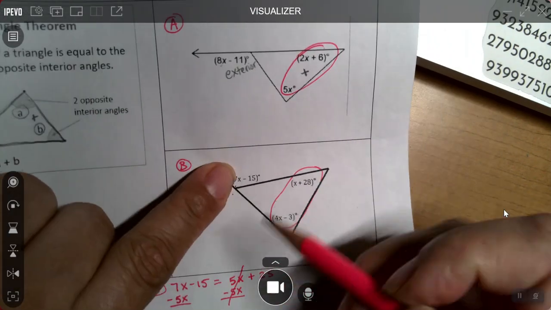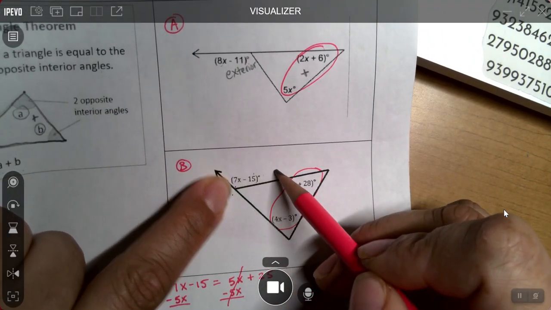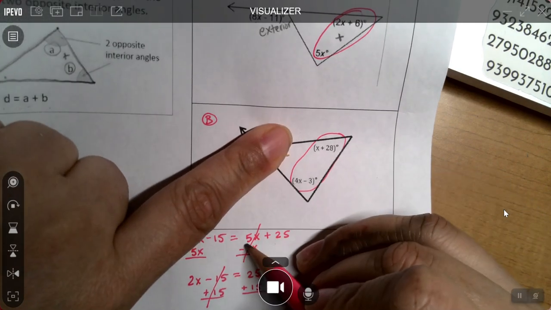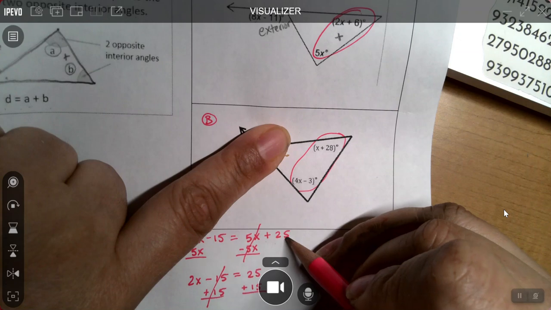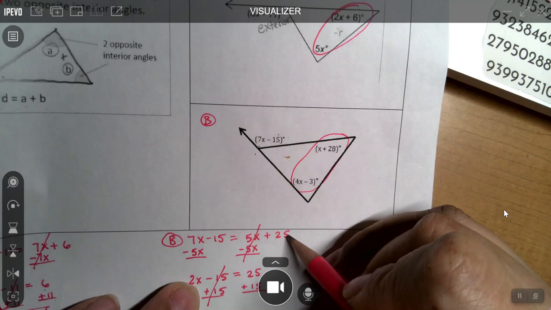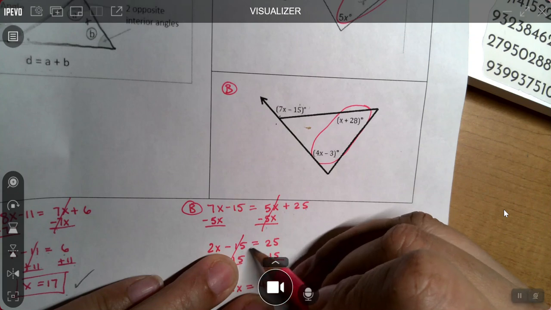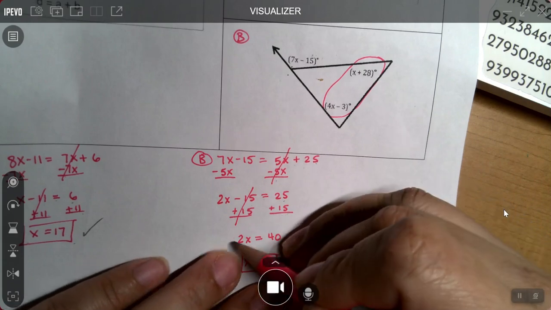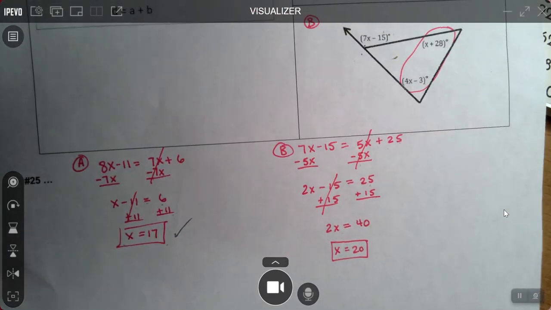Okay. This is the exterior. Those are the two inside. So 7x minus 15 equals, we got to combine terms here. 4x and x is 5x, and 28 minus 3 is 25. So the exterior equals their sum. Subtracting 5x on both sides, I get 2x minus 15 equals 25. Add 15 on both sides, I get 2x equals 40. Divide by 2 on both sides, I get that x equals 20.